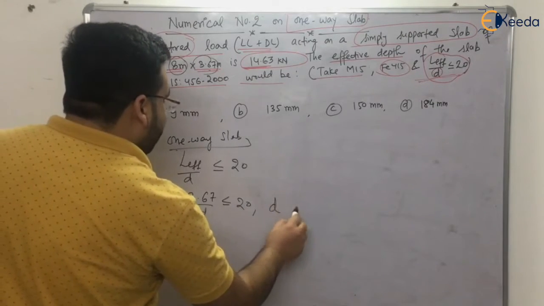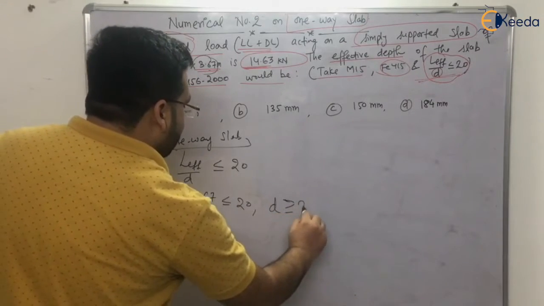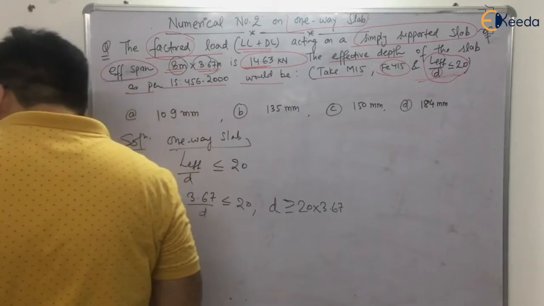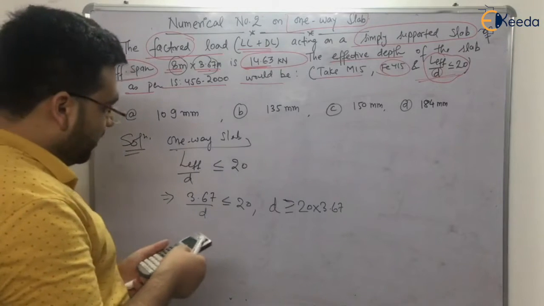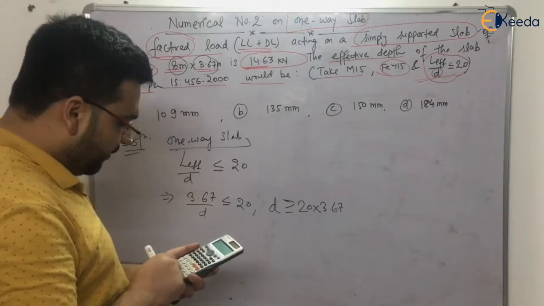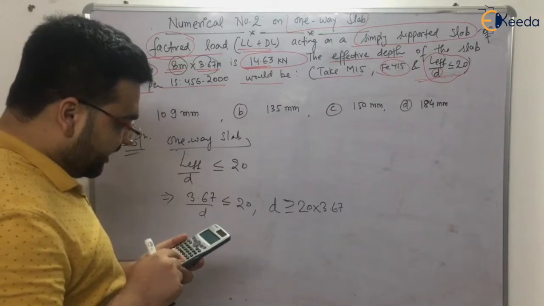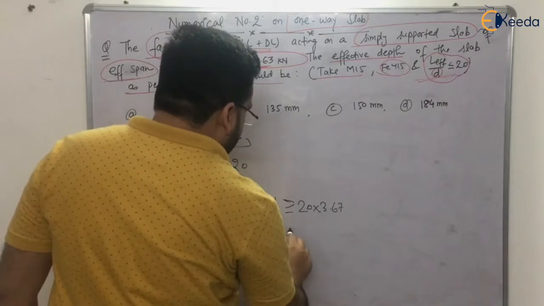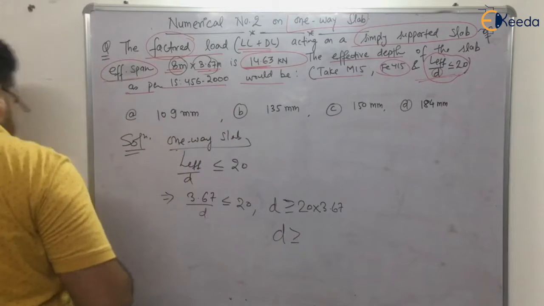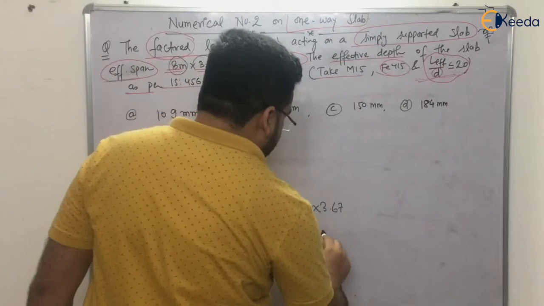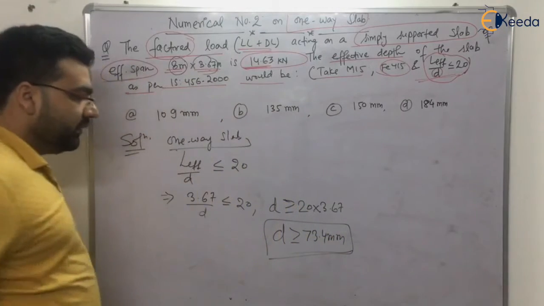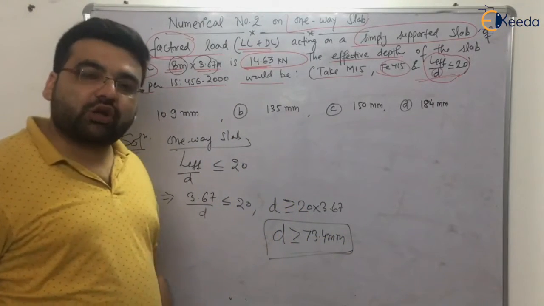Let us see how much D comes. D should be greater than or equal to 20 into 3.67. Let's see how much it is coming. 20 into 3.67 comes out to be nearly 73.4 mm. So D should be greater than or equal to 73.4 mm as per the deflection control criteria.